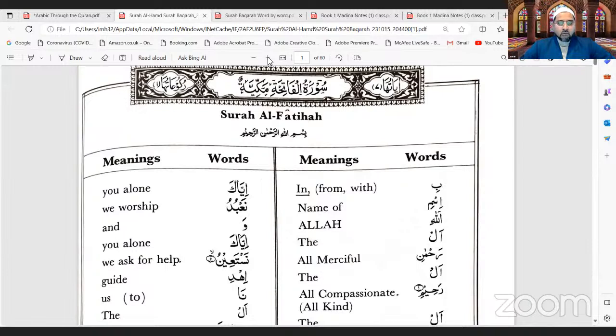Sab'a Mathani wal Quran al-Azim. So Bismillahir Rahmanir Rahim is the first ayat of Surah Al-Hamd, and within Surah Al-Hamd, all of the 5 usul ad-din is embedded in Surah Al-Hamd itself. Okay, now this is that.